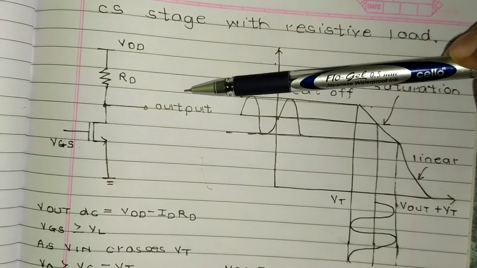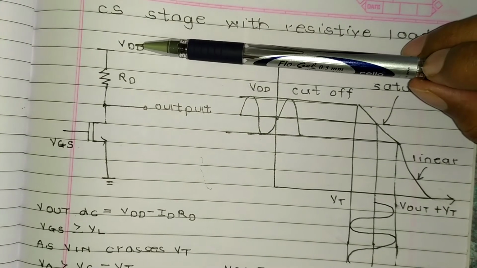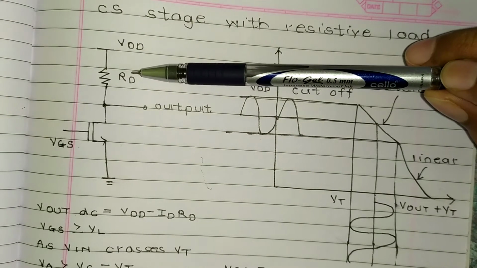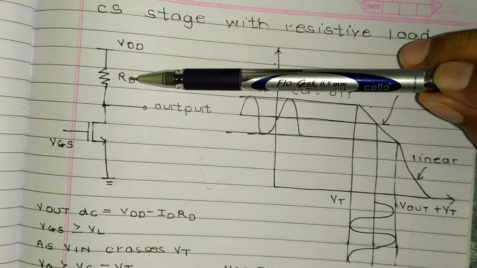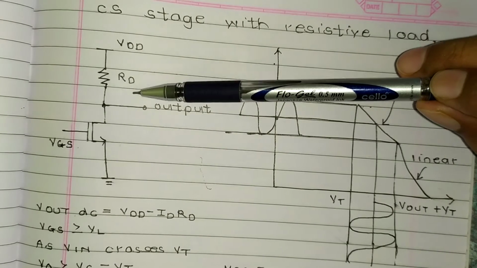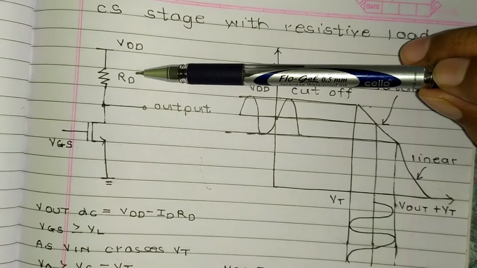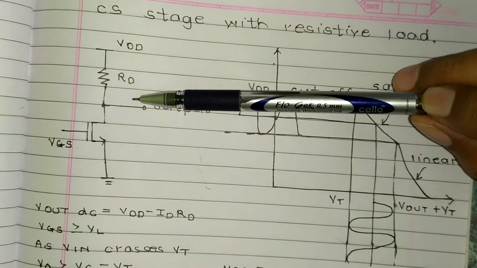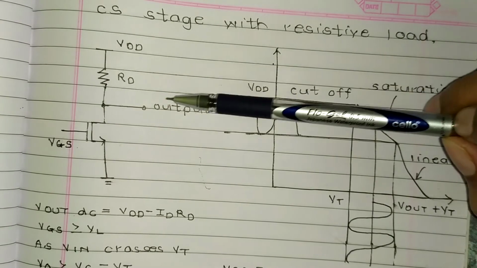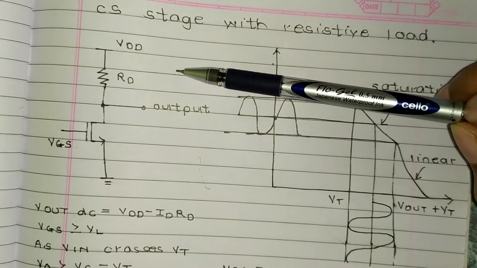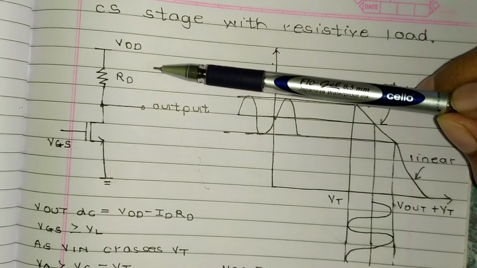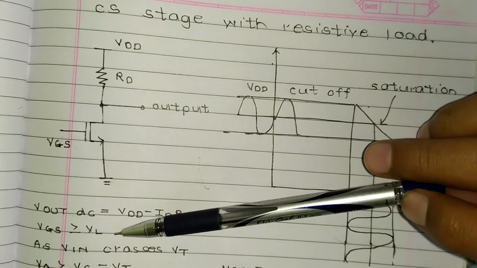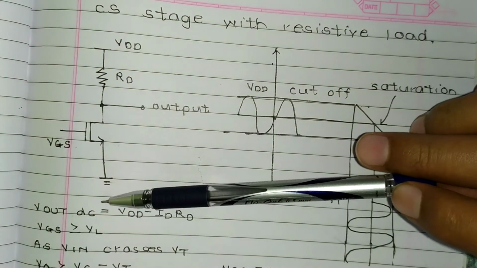So Vout DC is equal to VDD minus the voltage across RD, that is ID into RD. VDD minus IDRD minus 0. So the loop is like this, in a clockwise direction. Then this is the equation for Vout DC.